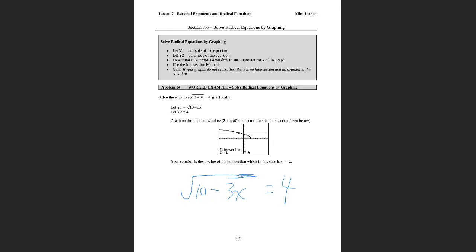Now this can be your y1, this y2. So y2 equals 4. y1 equals the square root of 10 minus 3x. Okay, so let's go try that out.